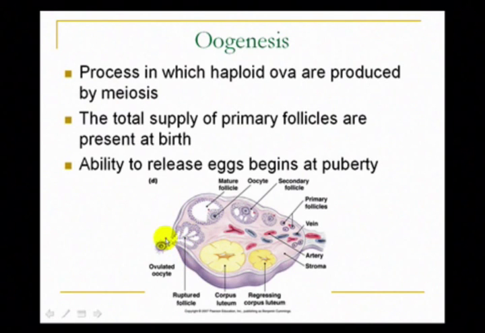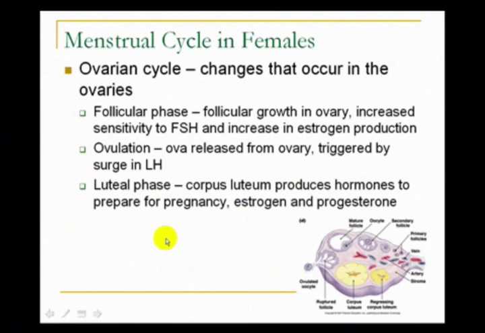Most females ovulate one egg a month. You usually alternate the ovaries. But there are some females that will ovulate an egg from each ovary, and some females that ovulate every other month. It just depends. But most ovulate one a month.